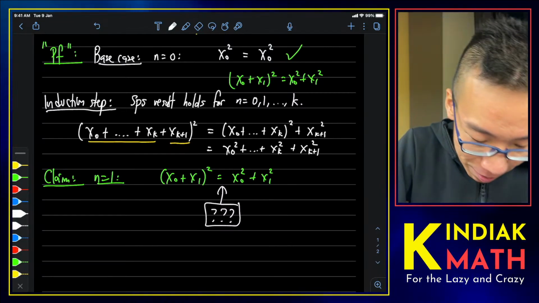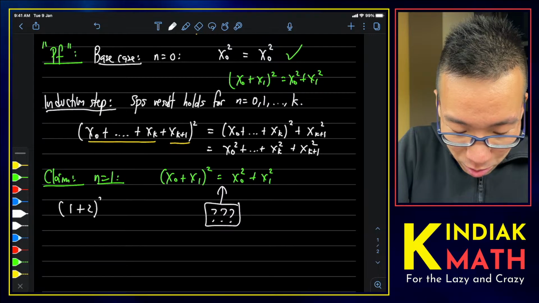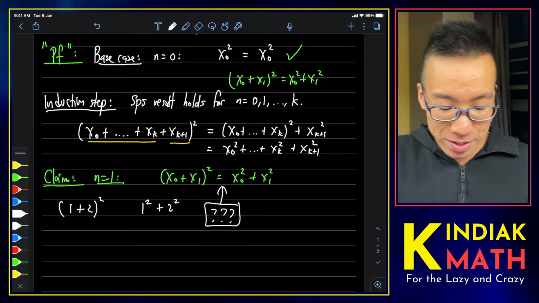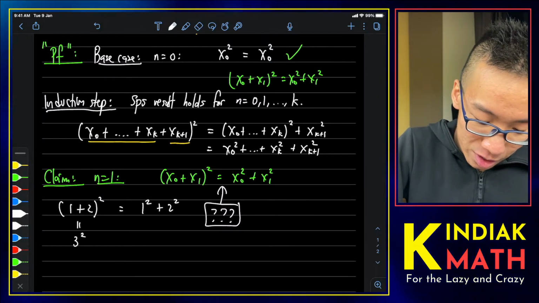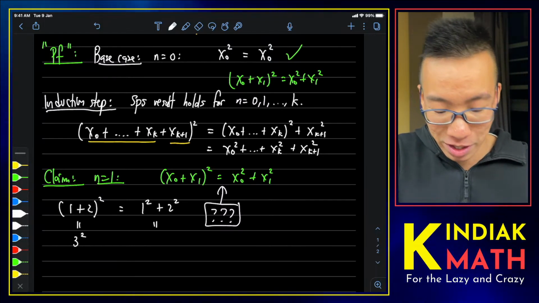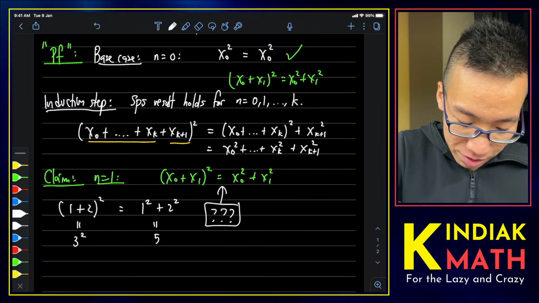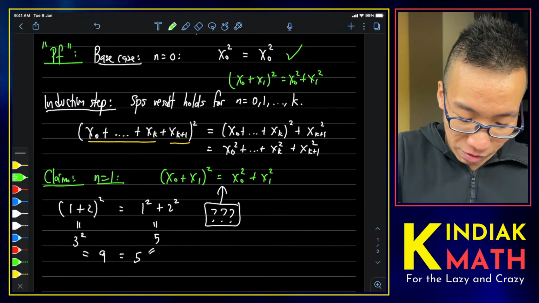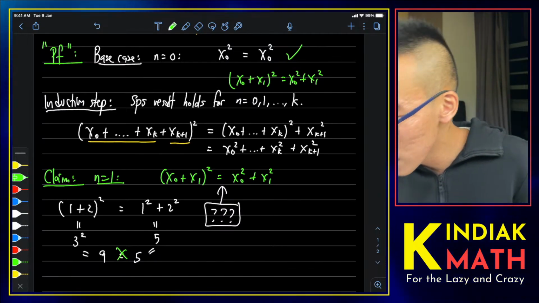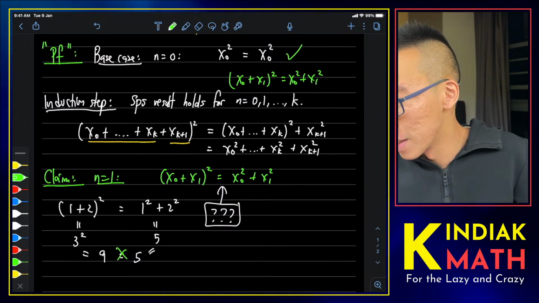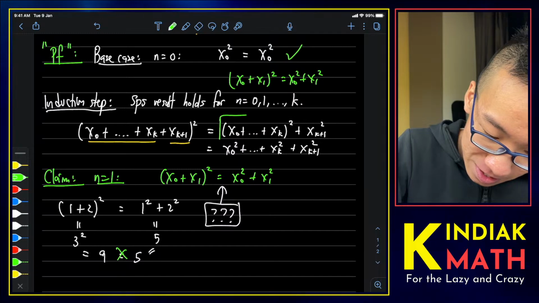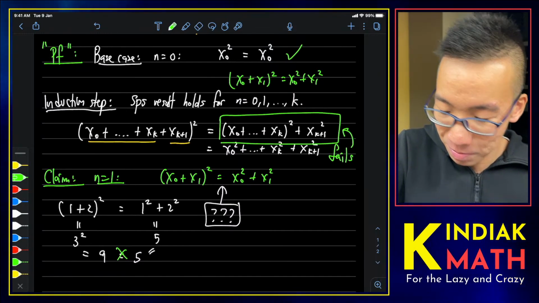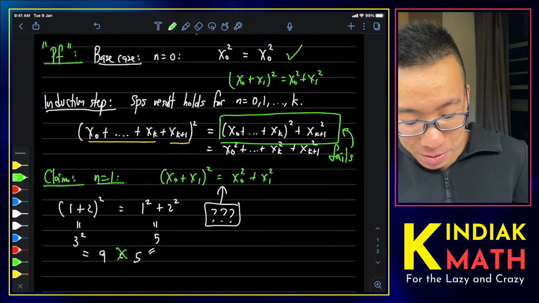Very simple counterexample. You take 1 plus 2, you square that, and you compare that with 1 squared plus 2 squared. On the left side, you're going to get 3 squared, which is 9. On the right side, you're going to get 5. So you're getting 9 equals 5, which is obviously a contradiction. So it's quite evident that this is the sneaky step which actually fails. Right here. So this is the step that fails.